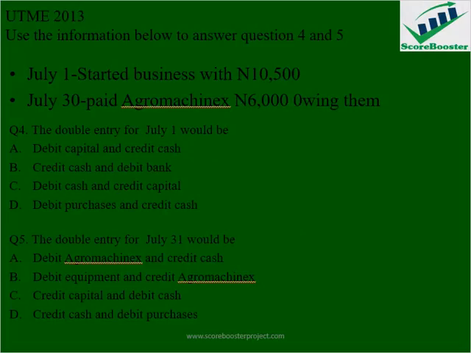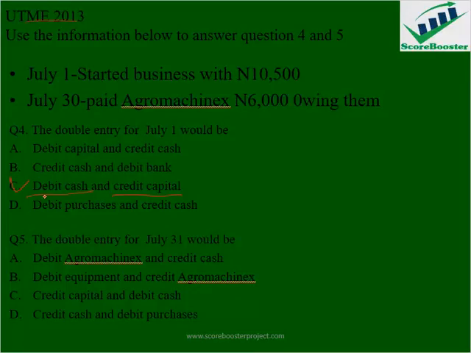Then let's also look at the past question of the examiner in 2013 in UTME exam. We have questions number 4 and 5. In January, the person started the business with 10,500 naira. Now we are asked the double entry for January. He brought the money, started with this money. It will debit cash and credit capital. So capital will increase because we brought the money in, and the cash account will increase. So this answer is correct.